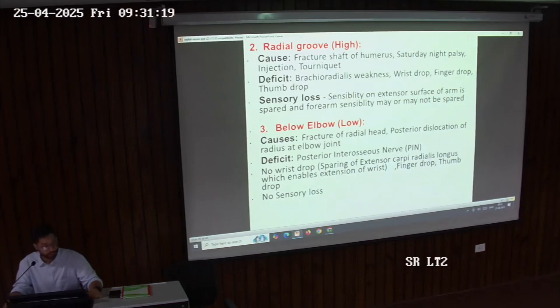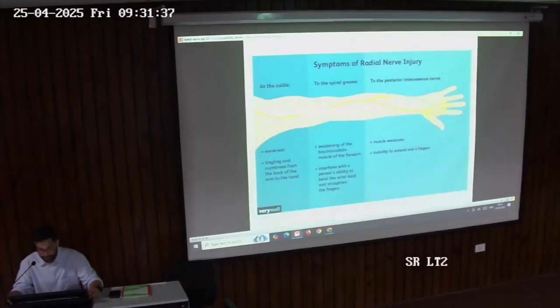Coming to a low lesion, fracture of the radial head or posterior dislocation of the radius causes this. Here there will be a deficit at the posterior interosseous nerve. We will not find any wrist drop here, but finger drop or thumb drop may be present. There is no sensory loss. So these are the three: a very high lesion at the axilla, a high lesion at the spiral groove, and the posterior interosseous nerve, which is a low lesion.